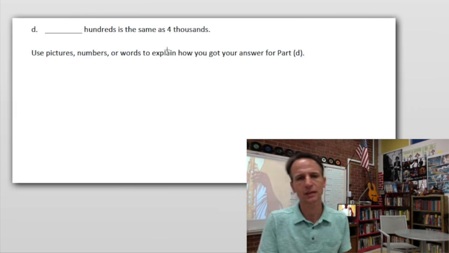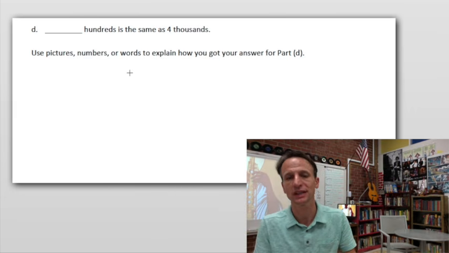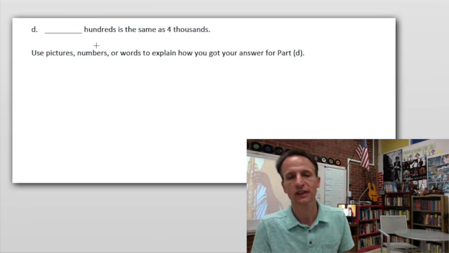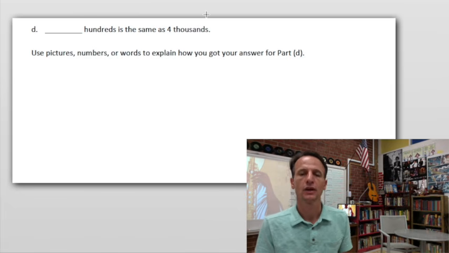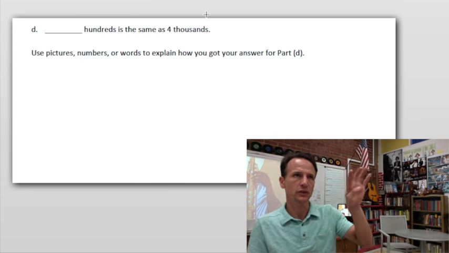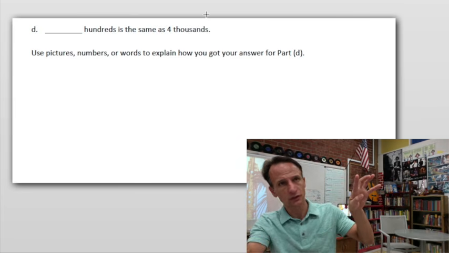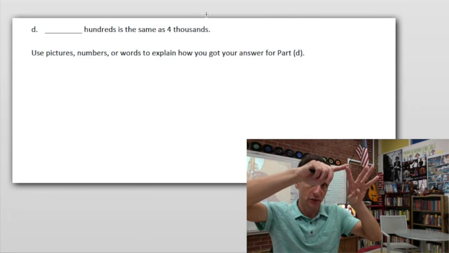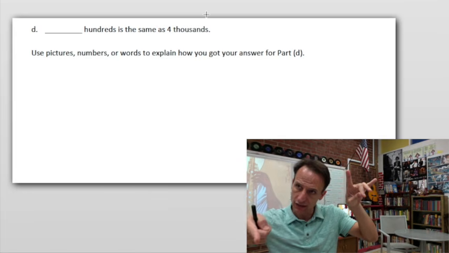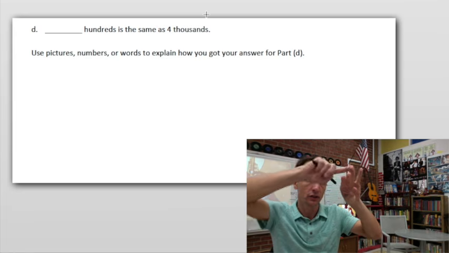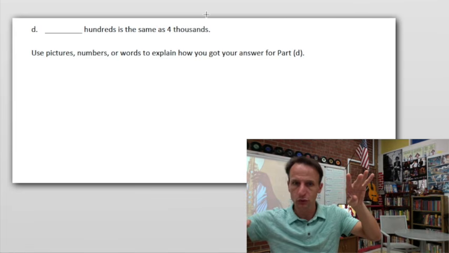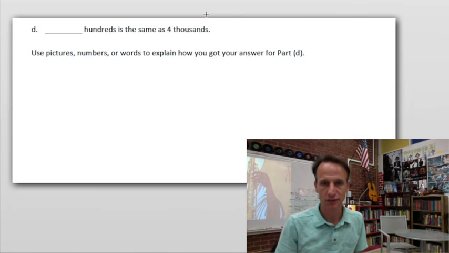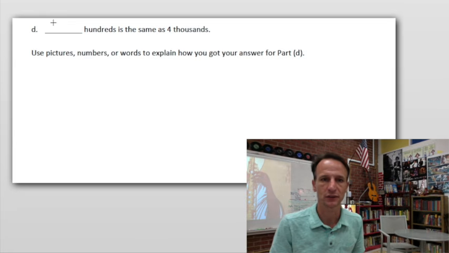In 2D, it's the same kind of question as we saw in ABC, but then we have to explain how we got the answer. So let's do that. How many hundreds is the same as 4 thousands? Well, think about it. We'll kind of work it backwards. Picture 4 thousands, and then the arrow's going back to the hundreds place. Let's just think about one of those thousands. That arrow would go back to 10 hundreds, 20 hundreds, 30 hundreds, 40 hundreds is the same as 4 thousands. You see that? 40 hundreds is the same as 4 thousands.